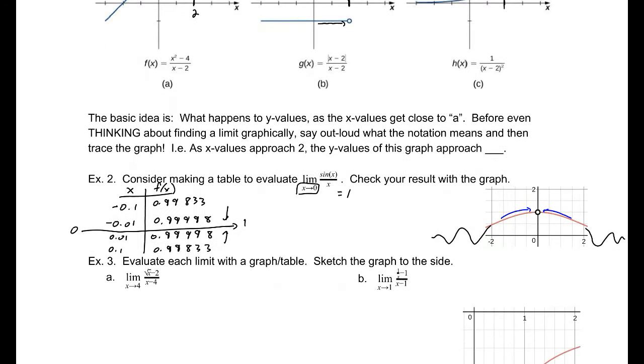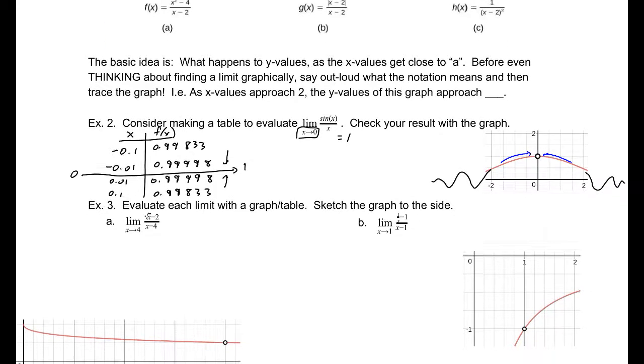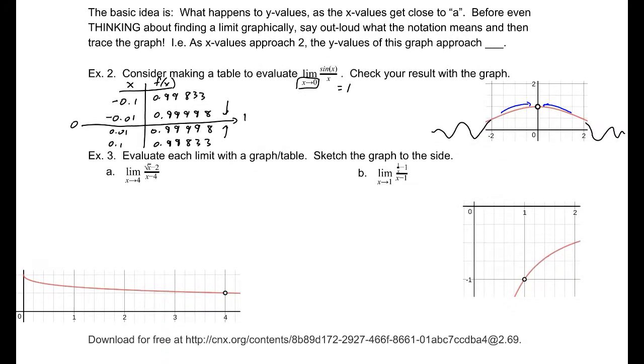All right, evaluate number 3, part A. Here are the two graphs. As we approach 4 on this one, going from the left and the right, it appears, although you can't see the scale over there, that it is approaching 1/4.